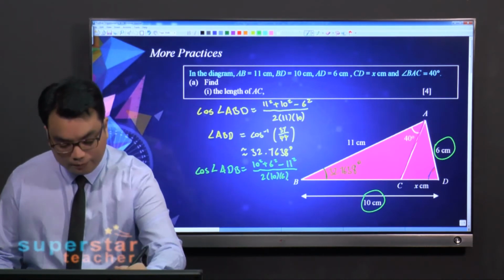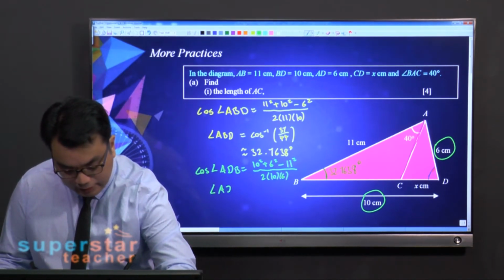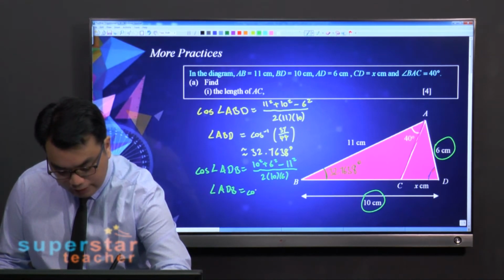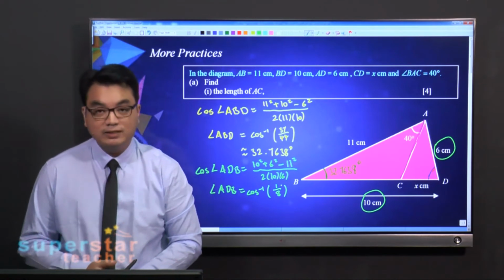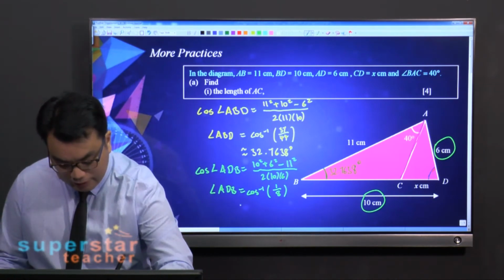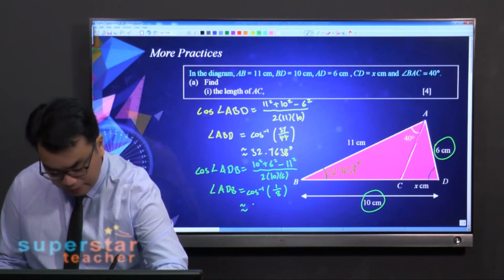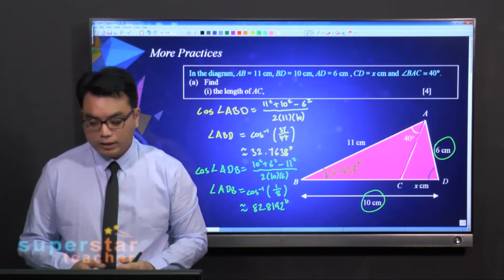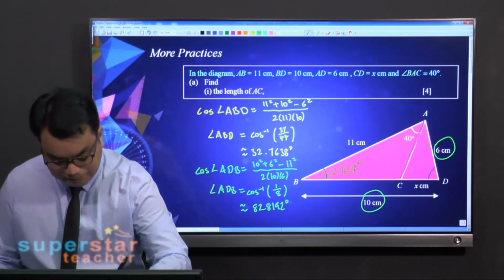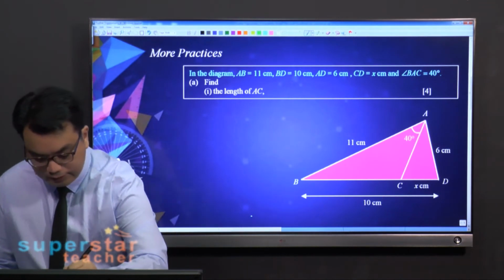So from here, angle ADB equals inverse cosine. If you calculate this out, it's a nice fraction, 1 over 8. So if you calculate this, it's approximately 82.8192 degrees. So now let's move on to this slide over here.